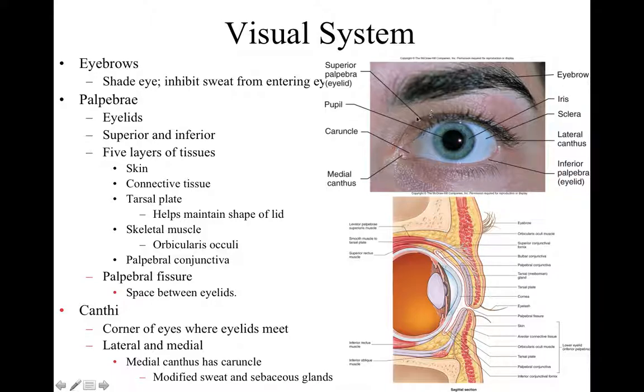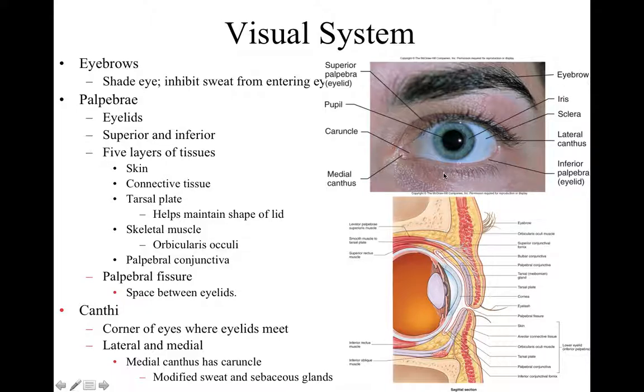So here they are on the actual surface anatomy. Here is the actual surface anatomy of the palpebrae themselves on this cross section of the eye, where here we're looking at the actual eyeball itself, the eyelids, and then the palpebral fissure, the gap between the two eyelids. The gap between the two eyelids is this space right in here. So we have a superior palpebrae and an inferior palpebrae.